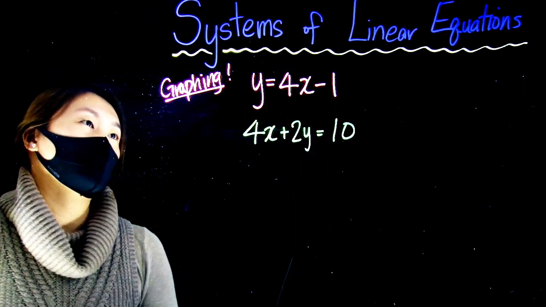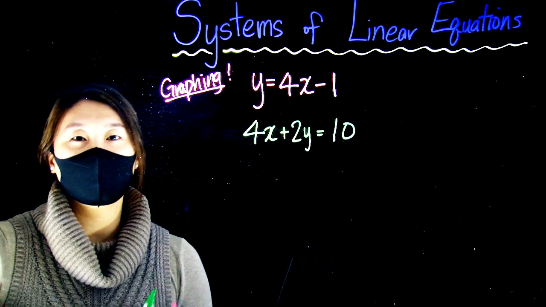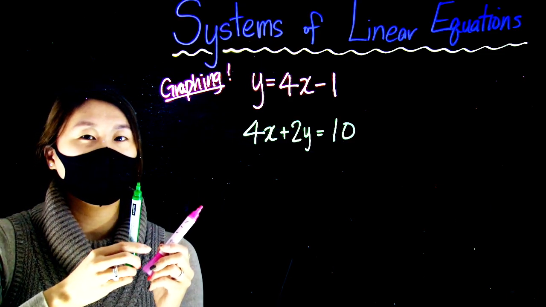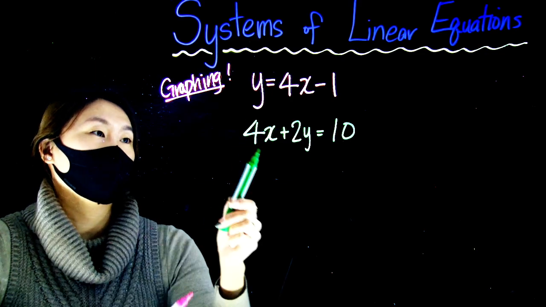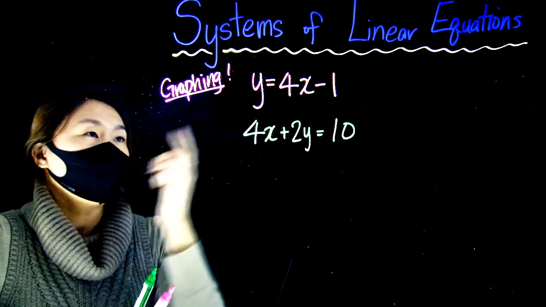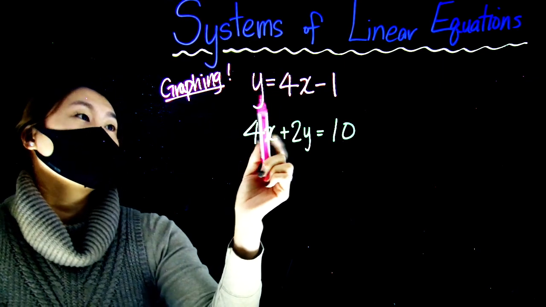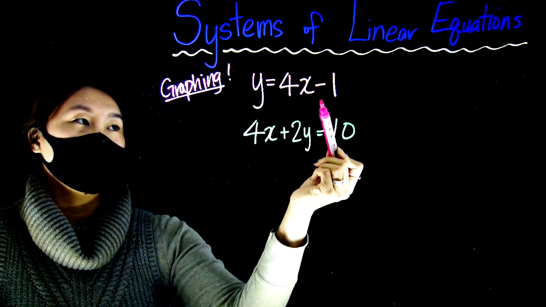So here are the two equations. It's helpful if you choose two different colors to graph these two different lines. So I chose pink for the first one and then green. And notice the first equation in pink, we have y equals mx plus b.